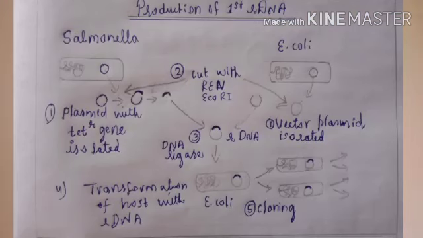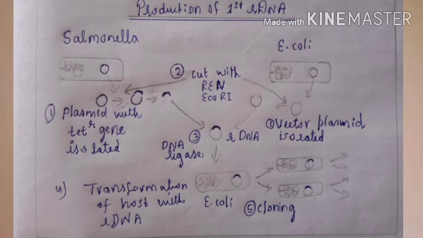In this experiment, scientists took two bacteria. One is Salmonella typhimurium, another one is Escherichia coli. From both the bacteria, plasmids were extracted. Salmonella bacterium plasmid has antibiotic resistant gene meant for resistance against tetracycline. This tetracycline resistant gene is used as the foreign gene, and plasmid of E. coli is used as the vector DNA.